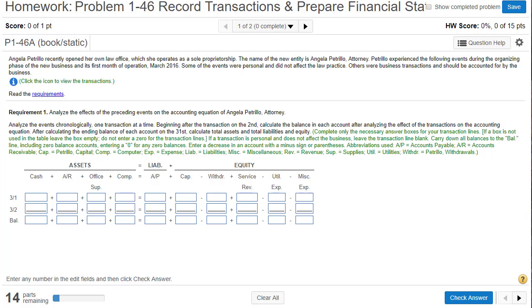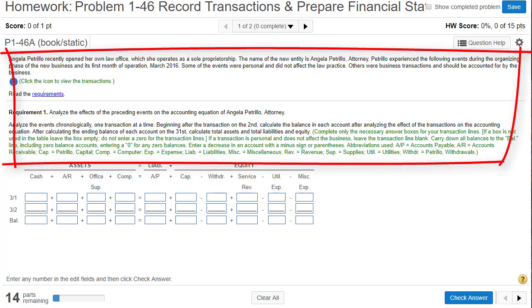Problem 1-46. We're going to record transactions and then use the results to prepare the financial statements. This is a great problem for showing the whole accounting process. Now, most homework won't have this many instructions, so just bear with me.